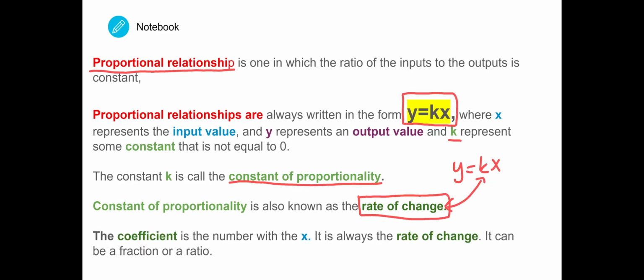It also represents the coefficient. When we were learning about equations in 6th grade, we talked about the coefficient. The coefficient is the number that is attached to the variable, in this case the x. It is also the rate of change, and it can be a fraction or a ratio. So that means we could potentially have an equation that is y equals 1/2 x. And that shouldn't worry you. Fractions aren't that big a deal to work with.